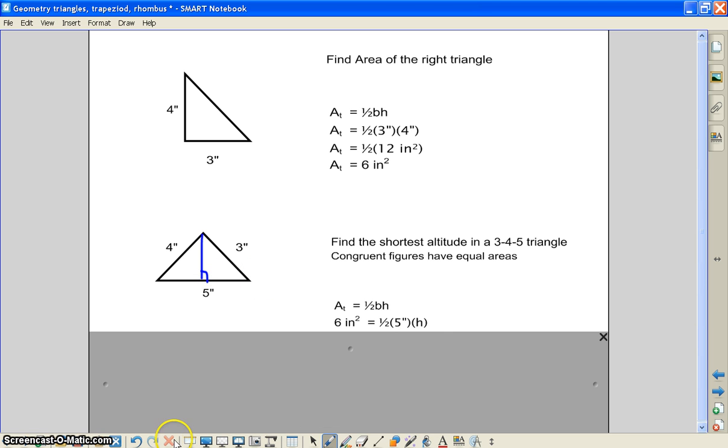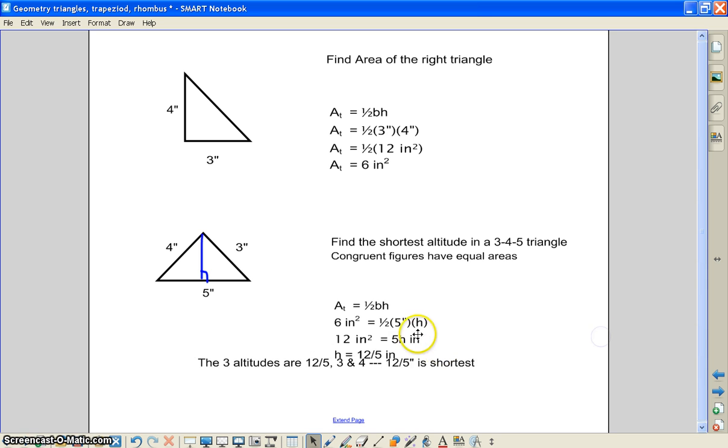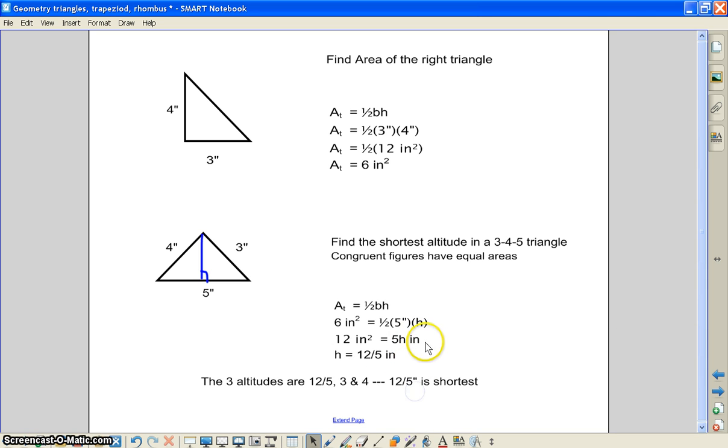And again, we don't have to use trigonometry, we don't have to use SOHCAHTOA. We can find that by simply solving this equation. If I want to know the shortest altitude, I can solve the altitude for the 5 as 12/5 of an inch. The three altitudes are 12/5, 3, and 4. The shortest then is 12/5 of an inch. We didn't have to do SOHCAHTOA or a lot of analyzing.